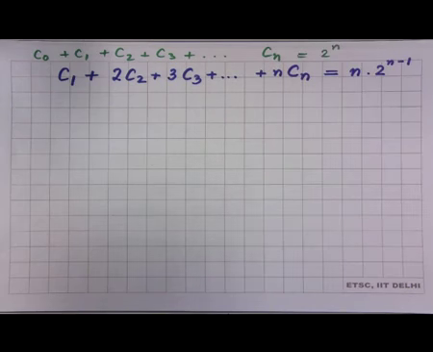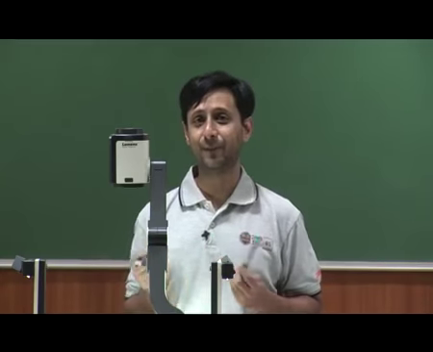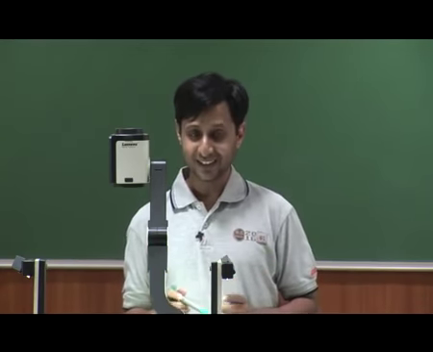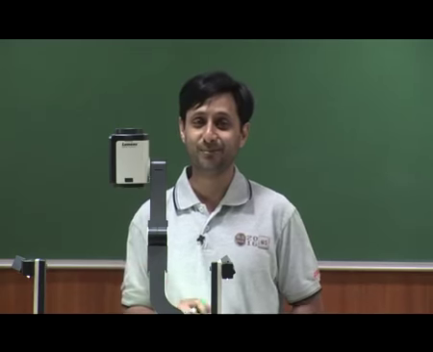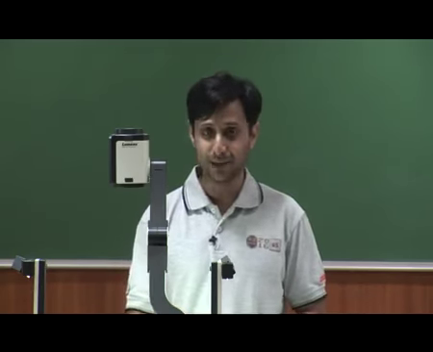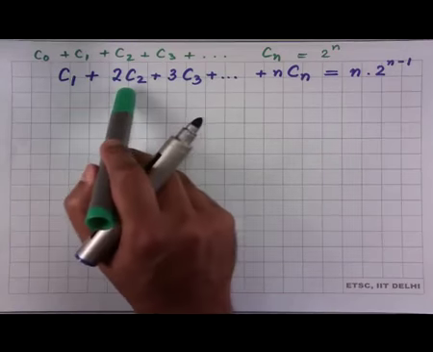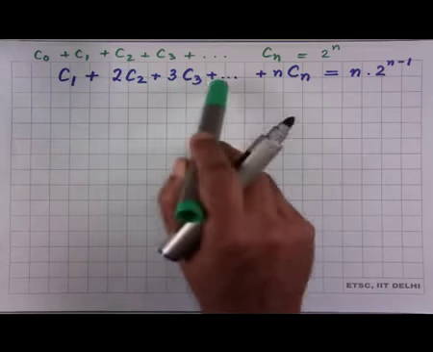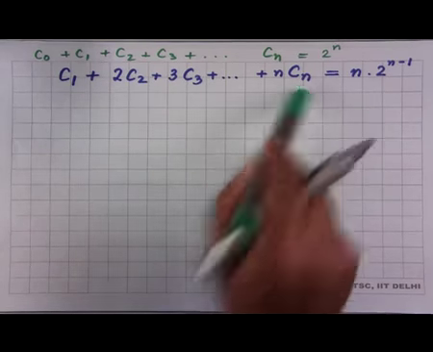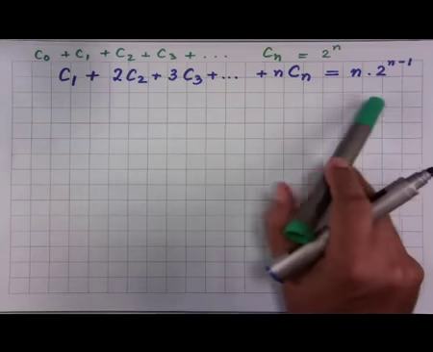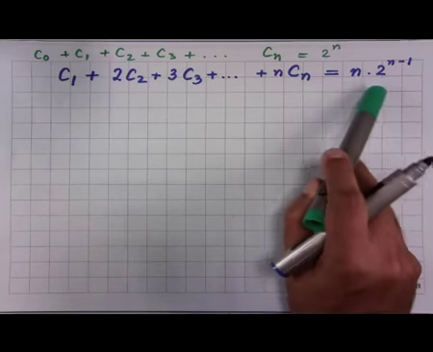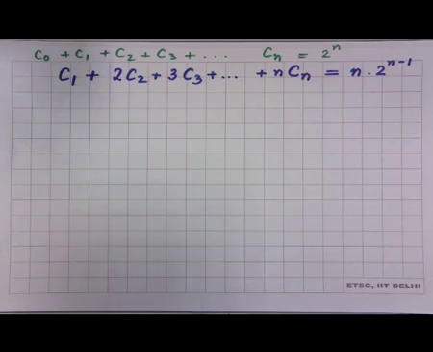Okay. So, this is similar, but not quite. You do not even start from C0, right. Look, C0 is gone, right. You start from C1 and then 2C2 plus 3C3 plus etcetera all the way till nCn, and look at the answer, n into 2 power n minus 1.